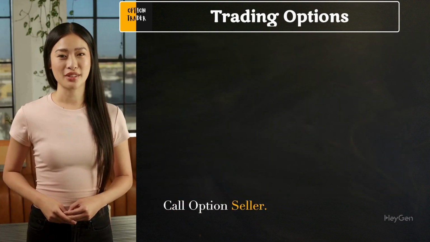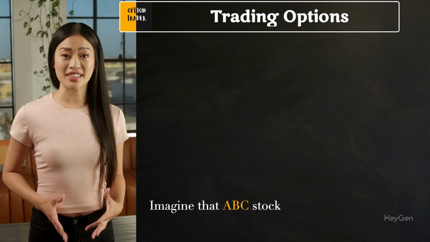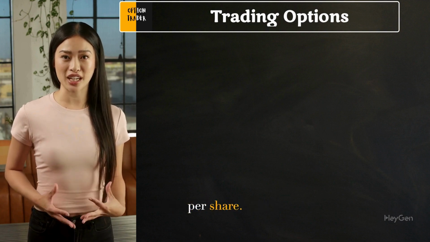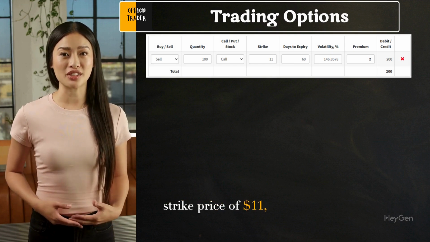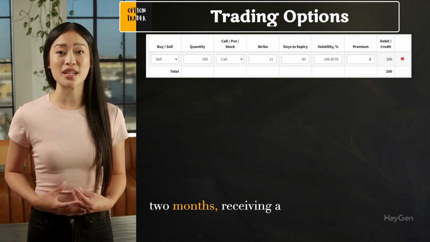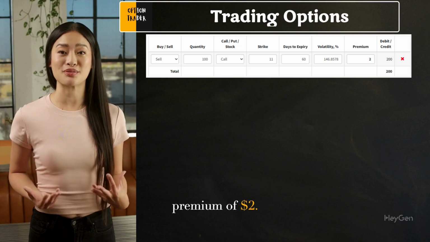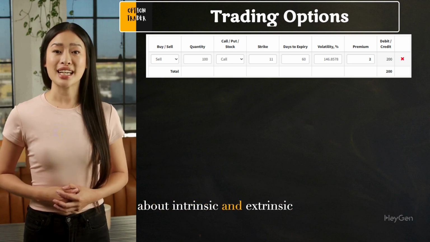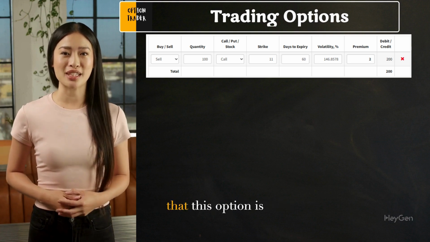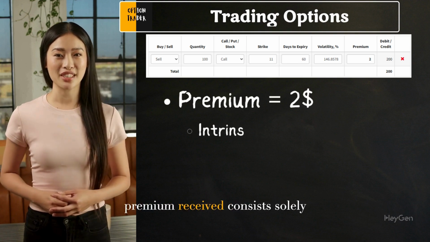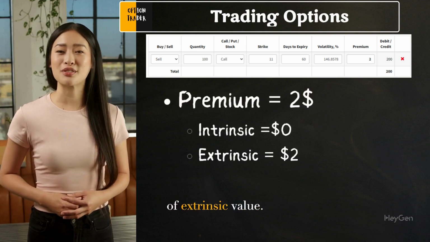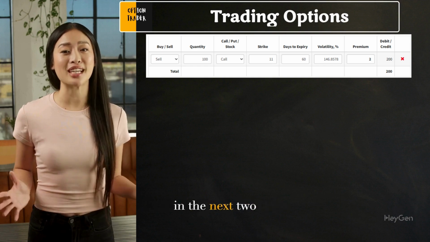Call option seller example. Imagine that ABC stock is trading at $10 per share. An investor sells one call option with a strike price of $11, an expiry date of 2 months, receiving a premium of $2. You have already learned about intrinsic and extrinsic value, so you know that this option is out of the money, which means that the $2 premium received consists solely of extrinsic value. Three things could happen in the next 2 months.